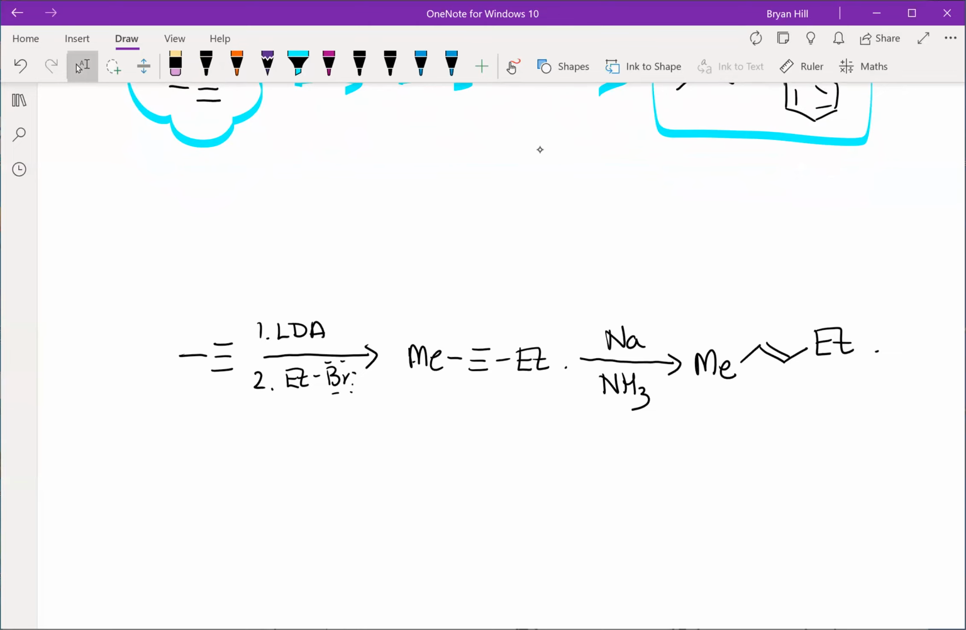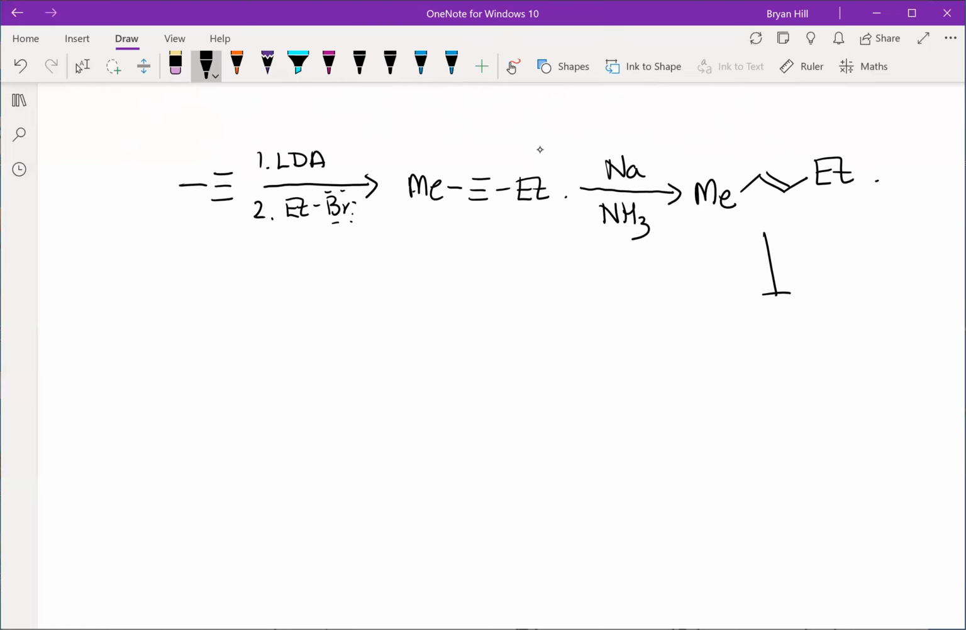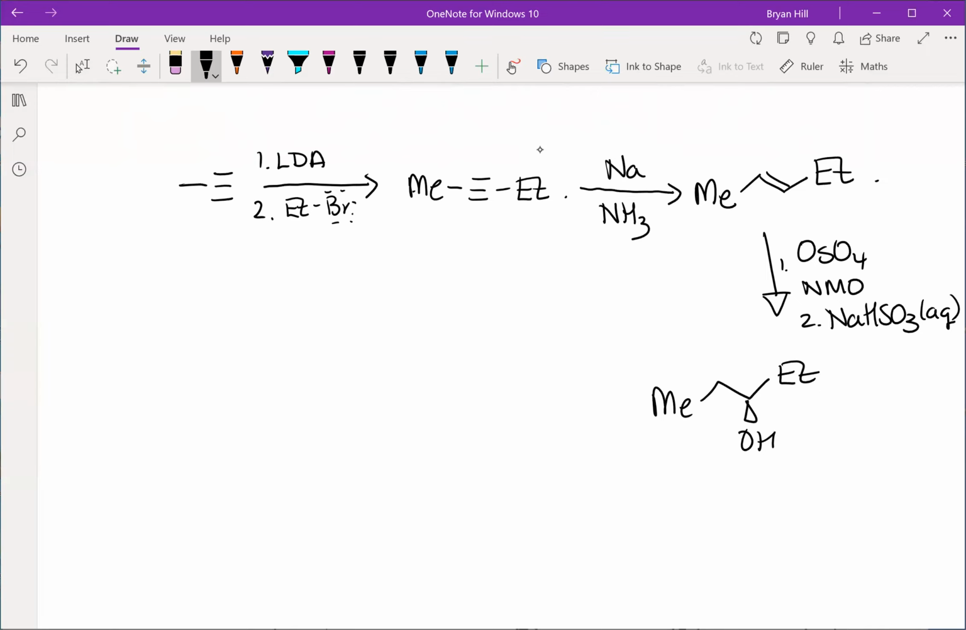Then I want to do an osmium reaction, OsO4, NMO. The first step, second step, the aqueous workup. And this gives me a product which looks like this: methyl, ethyl, and the two hydroxyl groups. And they're both cis.